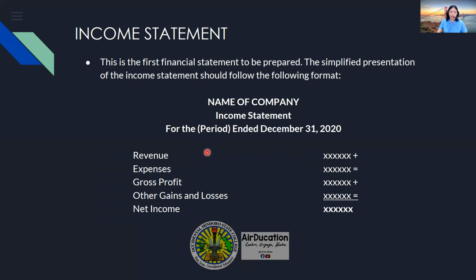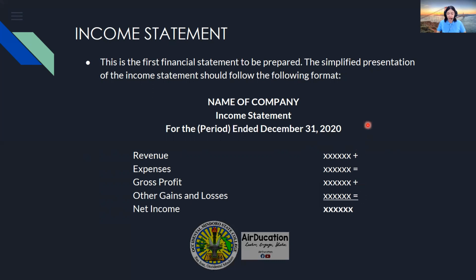So, the format again, the service revenue, ima-minus natin sa expenses. So, yun yung gross profit natin. Yung other gains and losses natin, kung tayo man ay we are not doing well in business, yun ang i-record natin dito. And of course, the total of all of this is so-called net income. Net income na po ang tawag sa kanya.